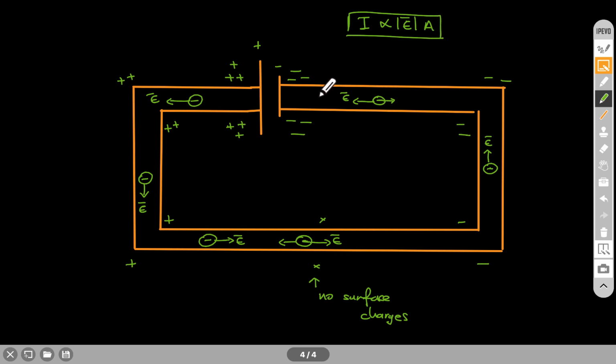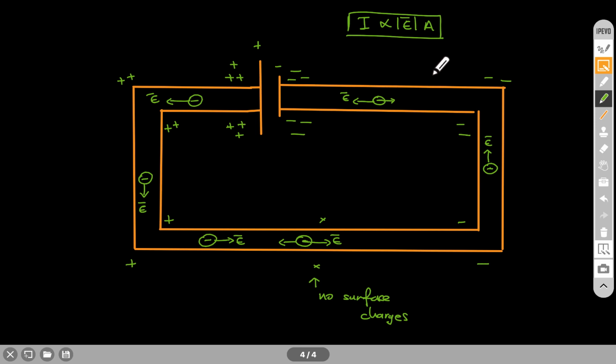Now, as you saw in the simulation, I measured the current to be the same everywhere. If I is the same everywhere and the cross-sectional area of the wire is the same everywhere, this means that the electric field needs to be the same everywhere. That's why you saw me drawing arrows for electric field that were consistent. They had the same magnitude everywhere inside the wire.